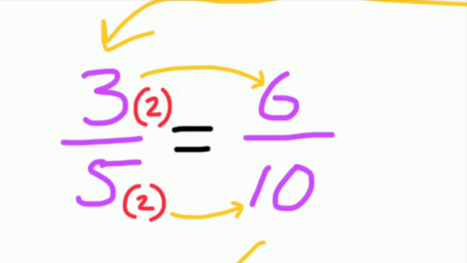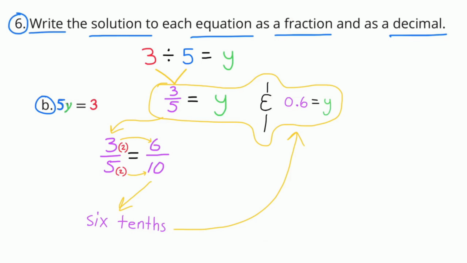3 times 2 equals 6, and 5 times 2 equals 10. So 3/5 equals 6/10. And 6/10 is the same as a decimal, 0.6. So y equals 3/5 and y equals 6/10.